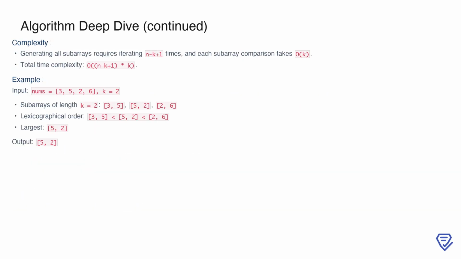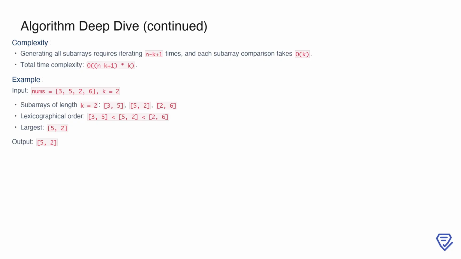The brute force method, though simple, has a significant computational cost. Generating all subarrays of length k requires iterating through the array n-k+1 times, where n is the length of the array. For each starting index, comparing subarrays takes k time. As a result, the overall time complexity is (n-k+1)*k, which can become inefficient for larger inputs.